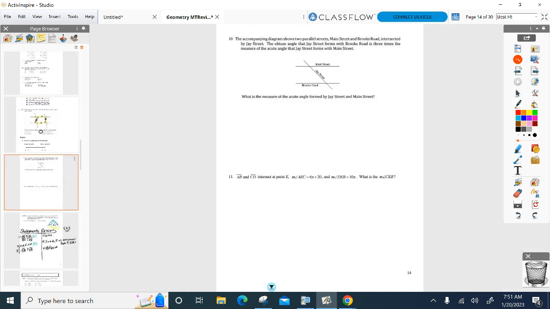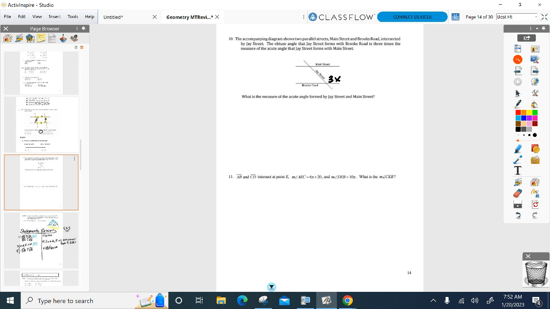I just don't really know how to set stuff up. I know. Okay, let's see. The obtuse angle that's formed by J Street. Remember, obtuse is what? Greater than 90. J Street forms with Brook Road. So here's the obtuse angle they're talking about right here, is 3 times the measure of the acute angle formed by J Street and Main Street.